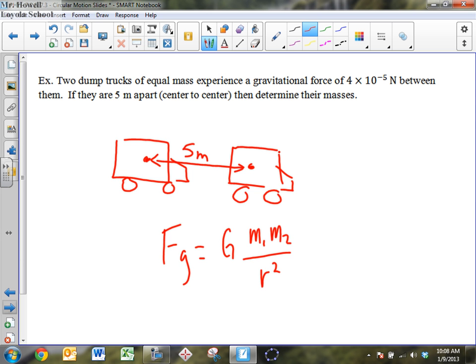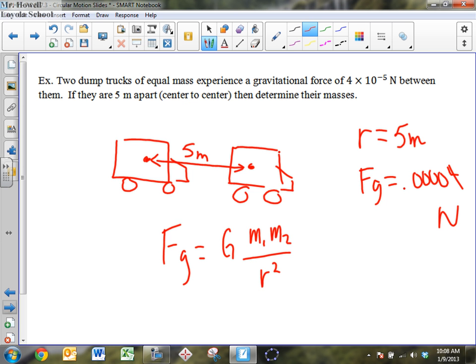Okay? Let's list our givens. What are some givens in this problem here? We got the R, good, and that is? Good. What's FG? Good, and I'm going to write it just to make it easier on us all. 0.00004, and that's newtons. Again, remember scientific notation, negative 5 means move the decimal 5 spots to the left.